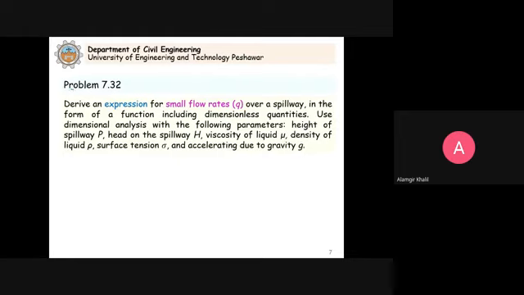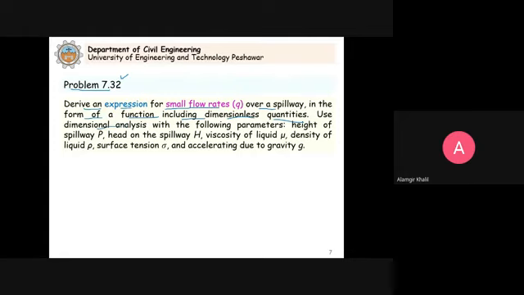I consider another problem, even though it is sufficient from a class point of view, but still I try to solve another problem as an exercise for you and for better understanding. So this is again from your textbook. Derive an expression for small flow rates over a spillway in the form of a function including dimensionless quantities.